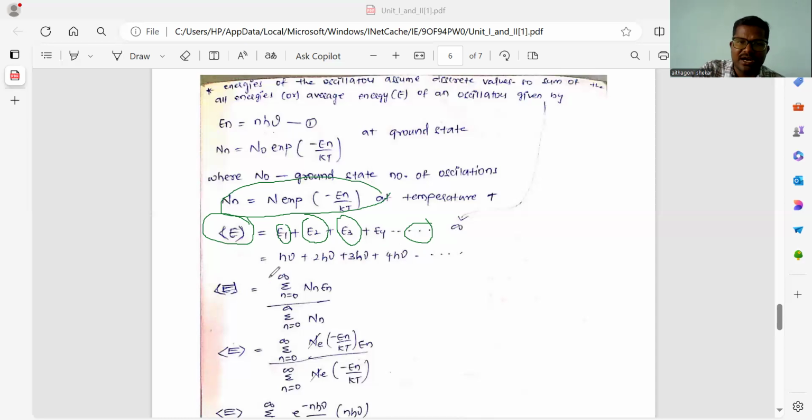So we use another formula: the average energy E equals the summation over n from 0 to infinity of Nn En divided by the summation over n from 0 to infinity of Nn. This is the average energy formula. It is used for discrete values, not continuous values.